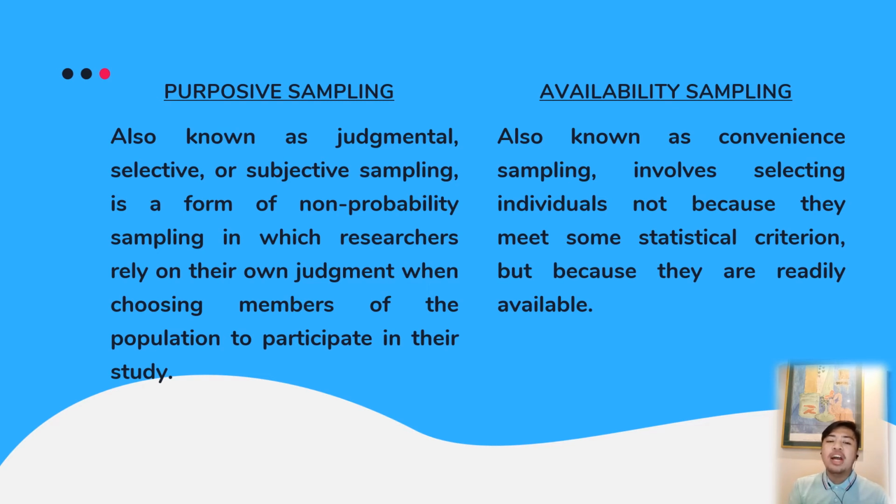Okay? Now, availability sampling, also known as convenience sampling, kung sino yung available during your data collection, then they can be considered as your respondents. For example, nag-survey na ako ngayon, pumunta ako sa labas ng bahay, sa street namin. Kung sino yung mga nasa street namin na available that time during my survey, edi sila na yung magiging respondents doon. That is what we call convenience or availability sampling.